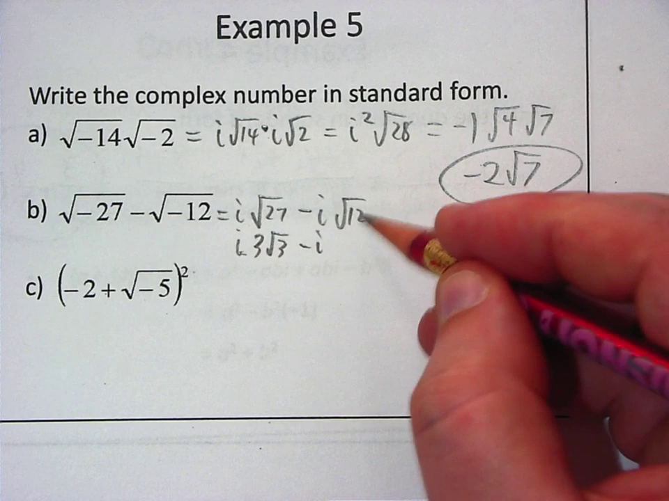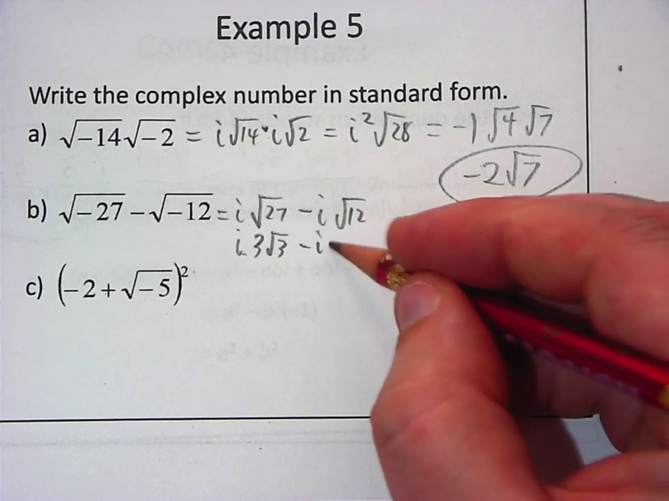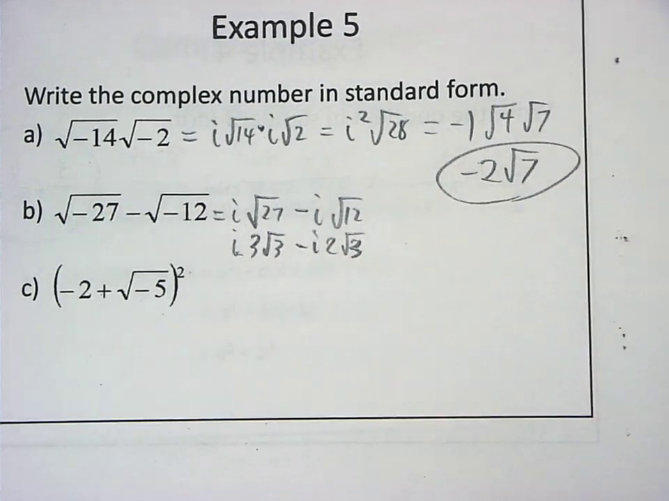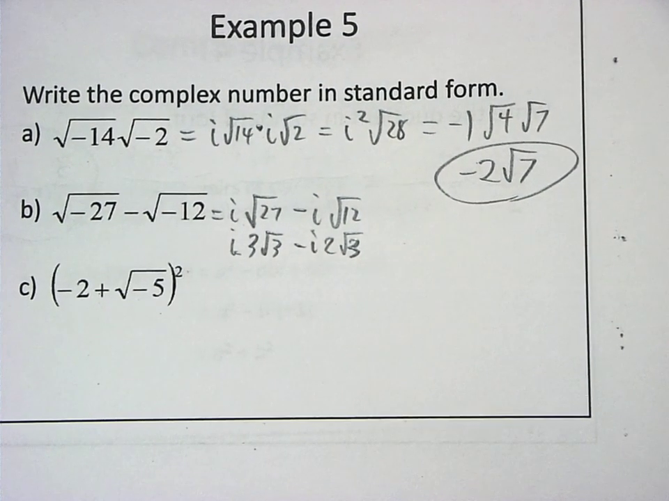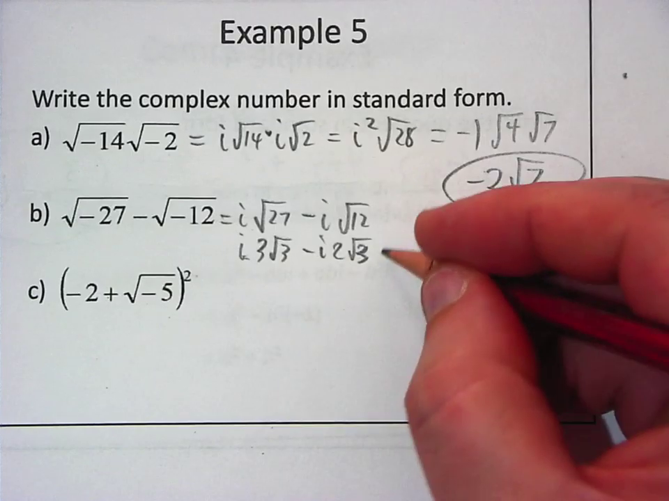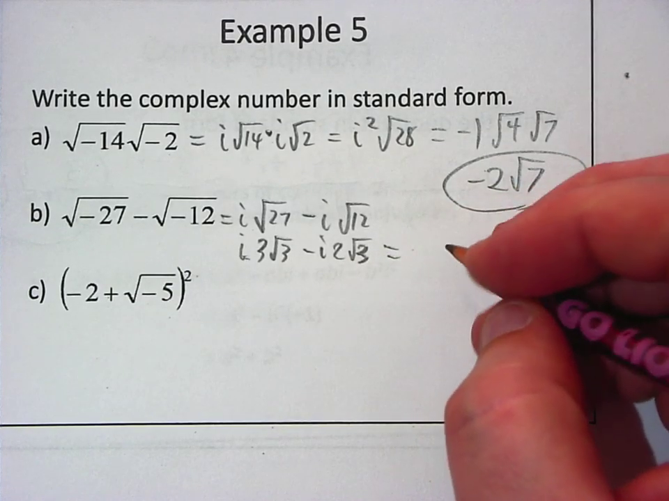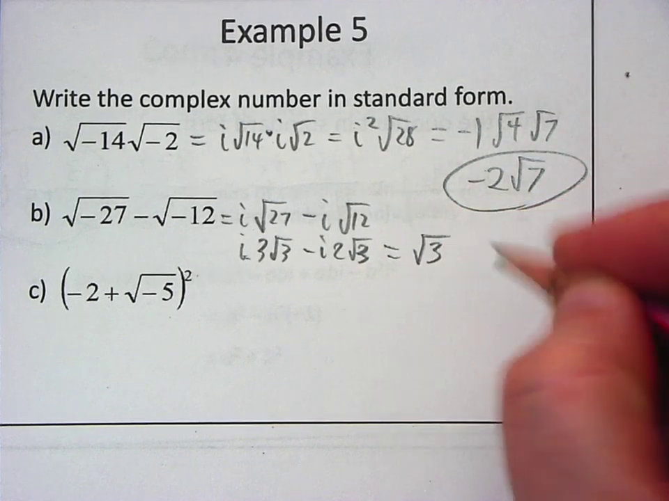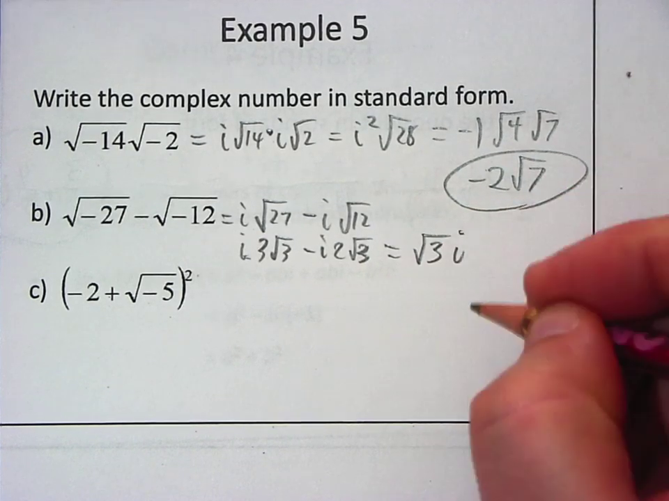Minus i times, what can you take out of the 12? So it'll turn into 2 square root of 3. Now, because the square root of 3s are both the same, now they're considered like terms. If I add those up or subtract them, what do I get? Yeah, you just get 1 root 3, or just square root of 3, times i.